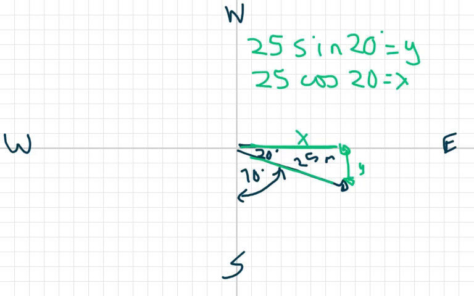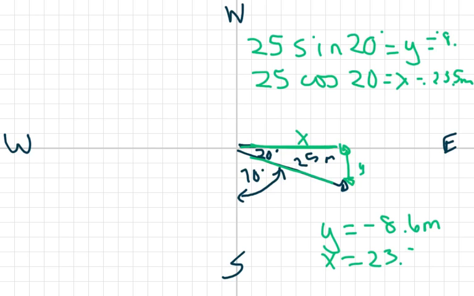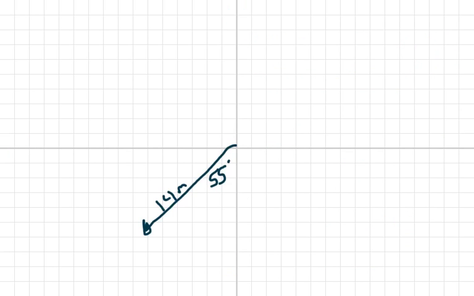Notice your x is going to be positive and your y is going to be negative. And what we get for this one is x is 23.5 meters, and your y is going to be negative 8.6 meters. Let me put it down here. Y equals negative 8.6 meters, and your x equals 23.5 meters. That's what you should get. Okay, I have 2 more quickly.